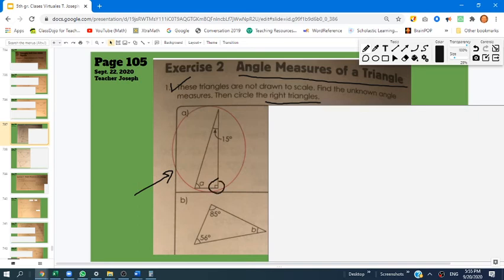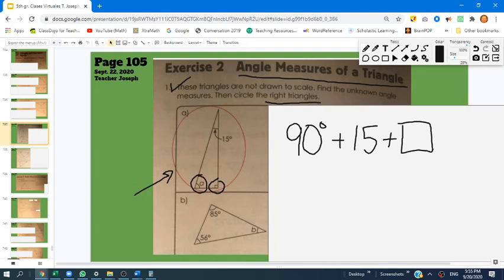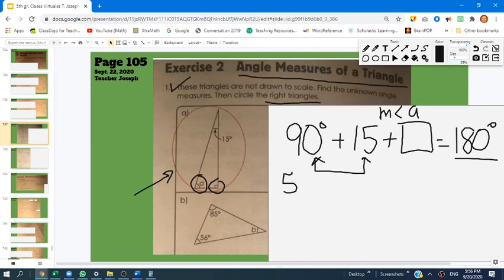So if I already know that one of the angle measurements is 90 degrees, in other words, a right triangle, plus 15 degrees, plus some angle measurement, which we don't know, that's letter A, the measurement of angle A, our total is going to be 180. So what can we do to find the answer? We can add 90 plus 15 and then subtract from 180. So 90 plus 15 I can do in my brain. 5 ones and 10 tens. So 105 is that total right there.